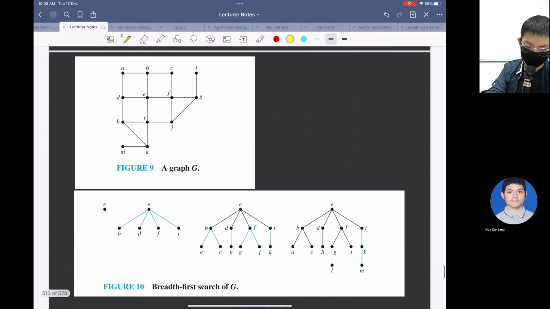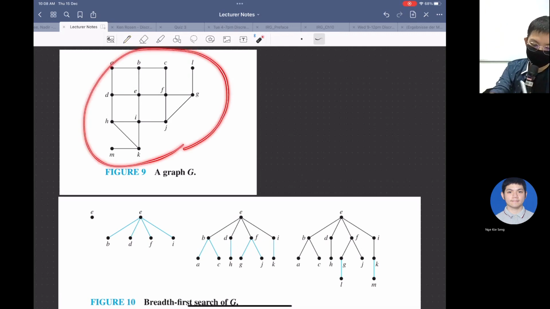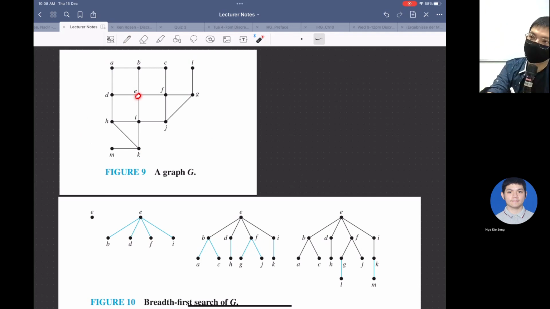Let's see this example here. So we start with a graph, and let's say we start with E. E is the root. So everyone that's connected to E, you add it first, for example D, B, I, F. You add all of them.